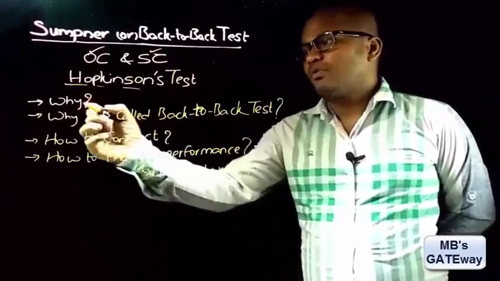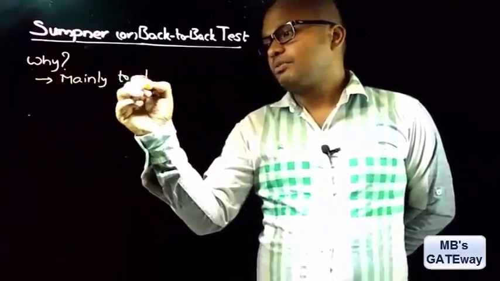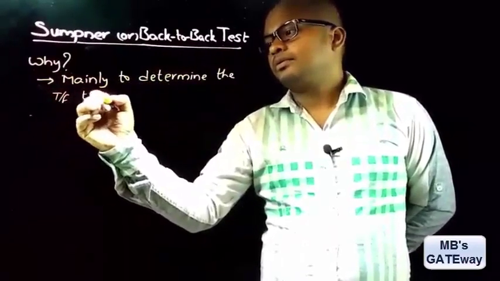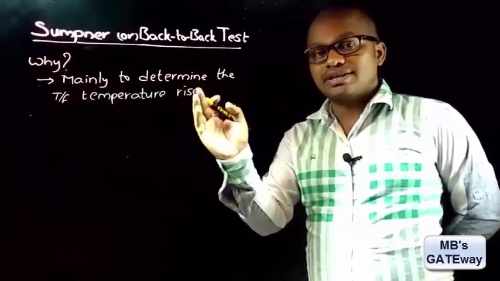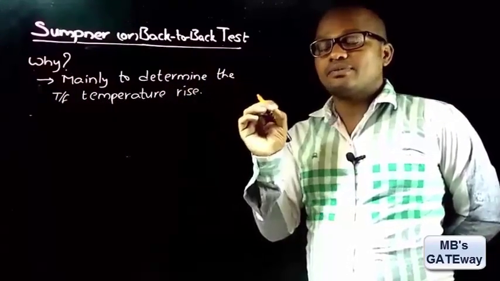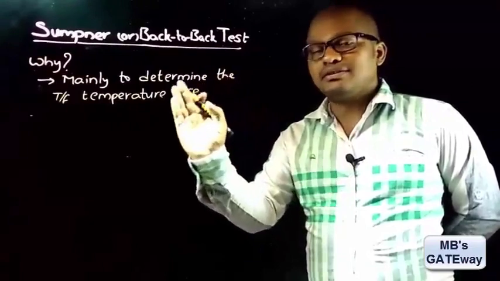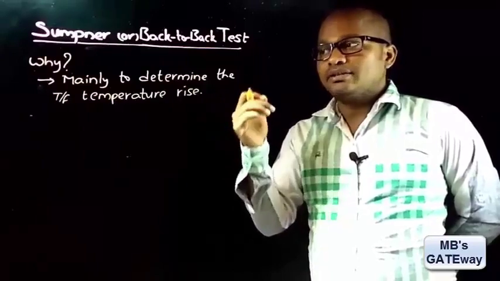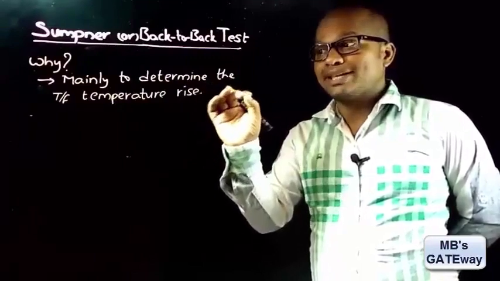Now let's discuss why to use Sumpner's test. Sumpner's test is mainly used to determine the transformer temperature rise. And why determine the temperature rise in a transformer? From the safety point of view of the operating person, as well as the safety of the internal parts of the transformer, the temperature rise in a transformer is to be known. Because if the temperature rise is enormously high, the transformer might explode like a bomb. That is why most transformers are placed outdoors.